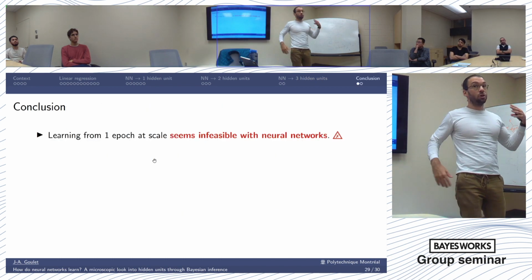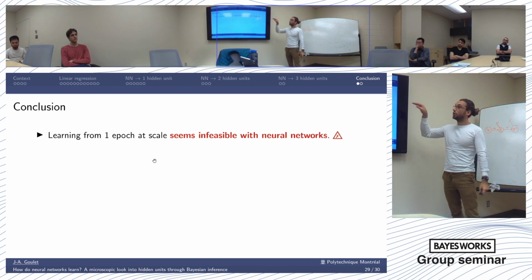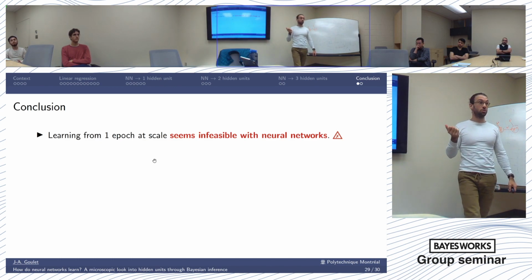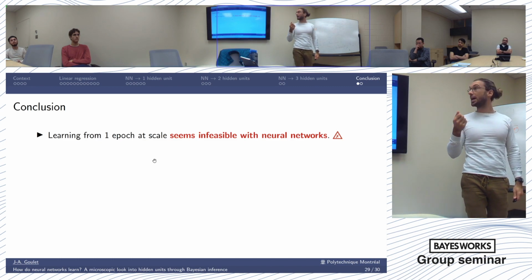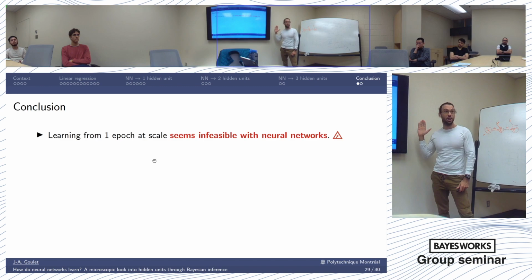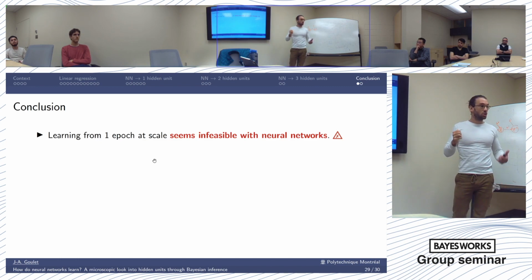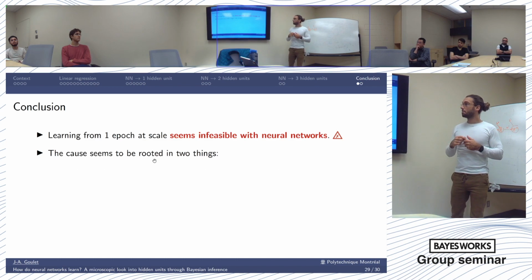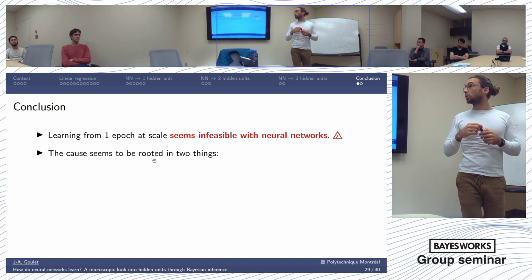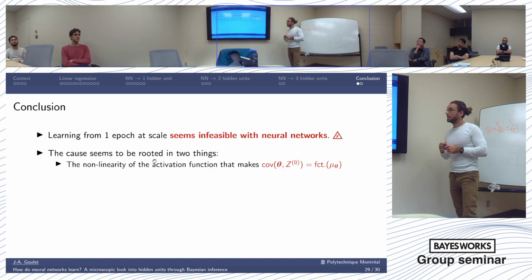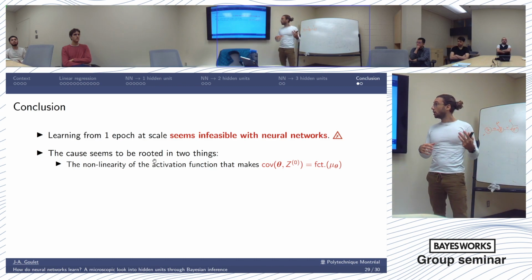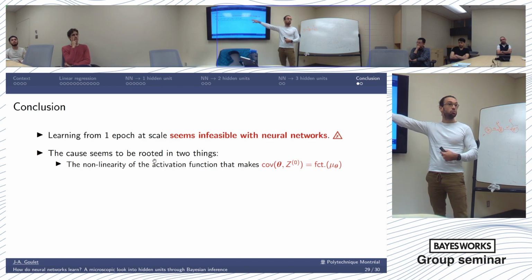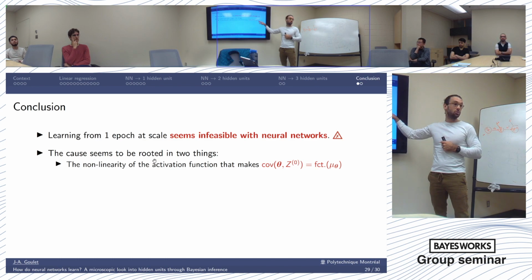So the overall conclusion from the experiments I presented today is, first, learning from one epoch at scale in real neural networks seems infeasible. Given that we can barely do it on a linear regression problem, it makes me think that with the current neural net architecture, learning in one epoch is simply infeasible. And the root cause of this seems to originate from two things. First, the nonlinearity in the activation function will make the covariance between the parameters prior to that nonlinearity and the output a function of the mean of our parameters.